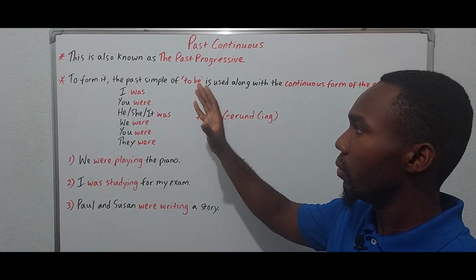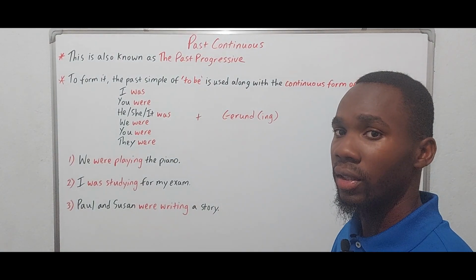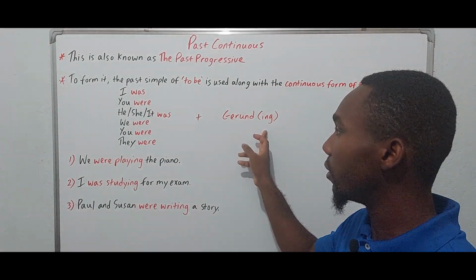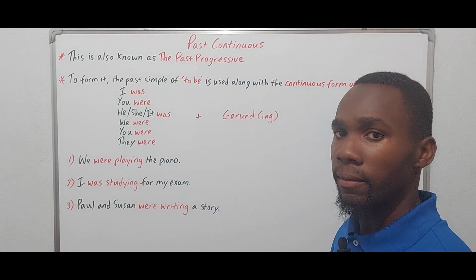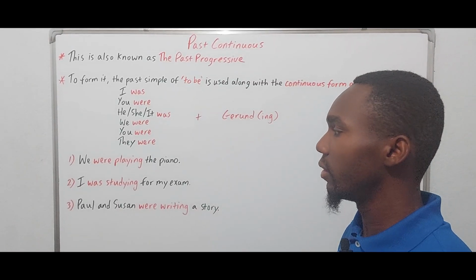So past simple of to be, which will tell us who performs the action as well as the time. And then we have the gerund, which is the continuous form of the verb, right? So this is how we form it. So let's look at some examples.